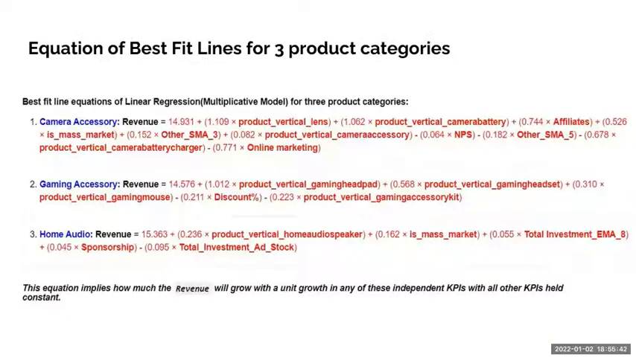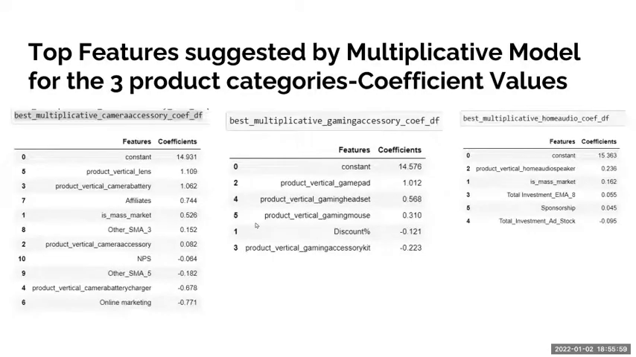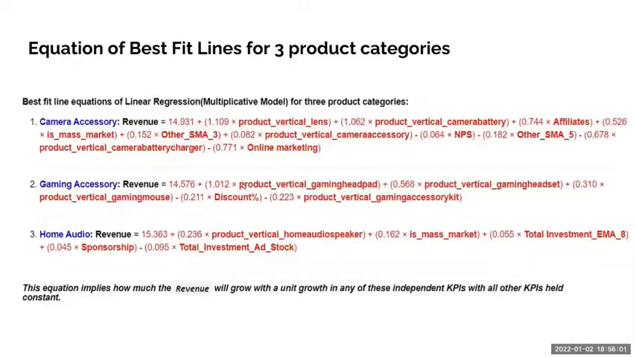Quickly again, run through this with the plots above. This is how a best fit line looks. For camera accessory, you have a constant of 14.9 plus some magnitude times your feature, magnitude times your feature, magnitude times your feature. The magnitude comes from these plots, basically these data frames, and your feature. It's just a simple linear model, and this is what we are expecting. We want to use this best fit line for our future predictions for the three product subcategories. This equation implies how much the revenue will grow with the unit growth in any of these independent KPIs, with all other KPIs held constant.